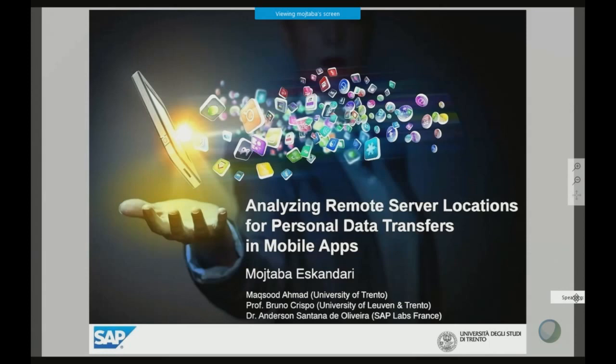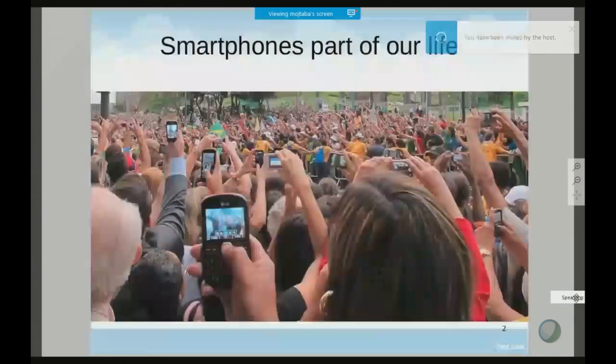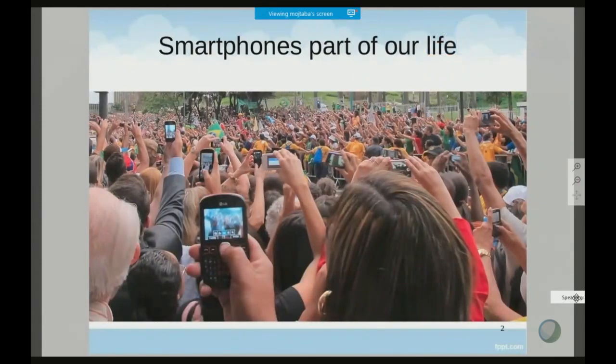Analyzing remote server locations for personal data transfer in mobile apps. Mobile apps are everywhere these days. They are carrying a lot of personal information, and they're connected to the internet. Mobile apps actually use this connection to collect personal information, transfer it to the cloud, and provide better services. Cloud service provision is independent of location and jurisdiction, and that's where the problem comes from, because on the other hand, different countries or unions have different jurisdiction regulations.